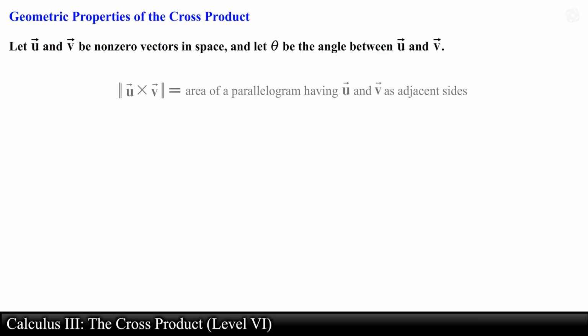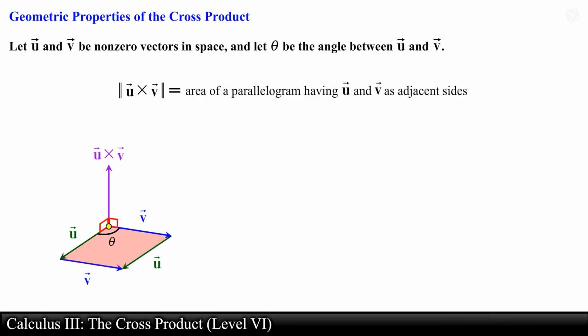The final geometric property was also introduced in the first video of this series. The magnitude of vector u crossed with vector v is equal to the area of a parallelogram having vector u and vector v as adjacent sides.